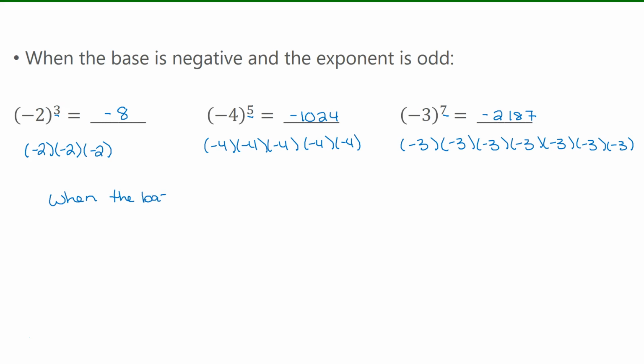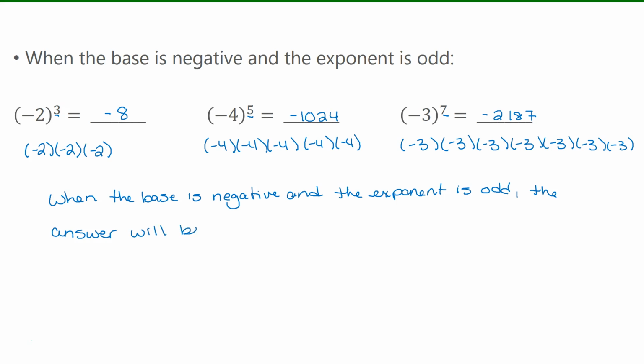So what do we notice here? When the base is negative and the exponent is odd, what I notice here is that the answer for all of these were all negatives. So the answer will be negative. You can do a few more to convince yourself that that is going to be true.